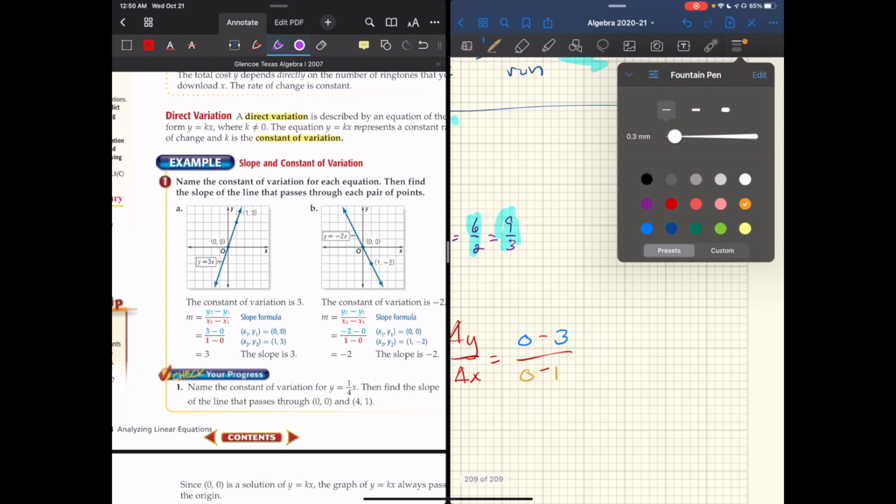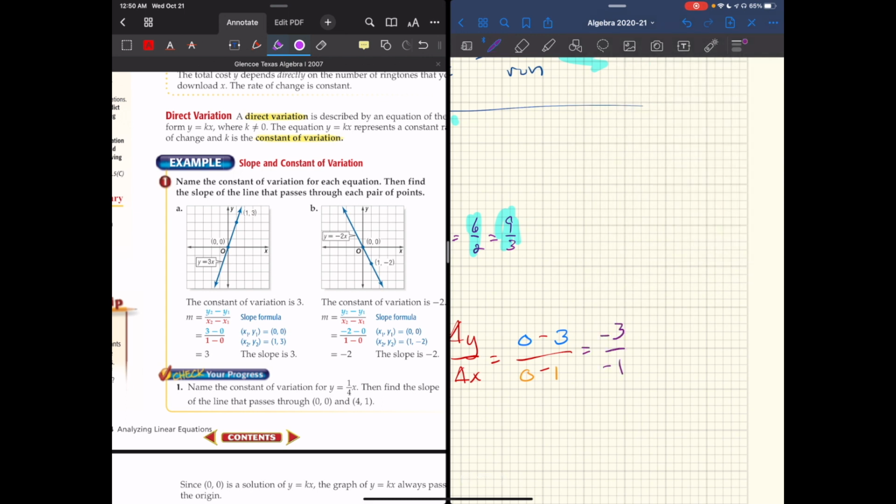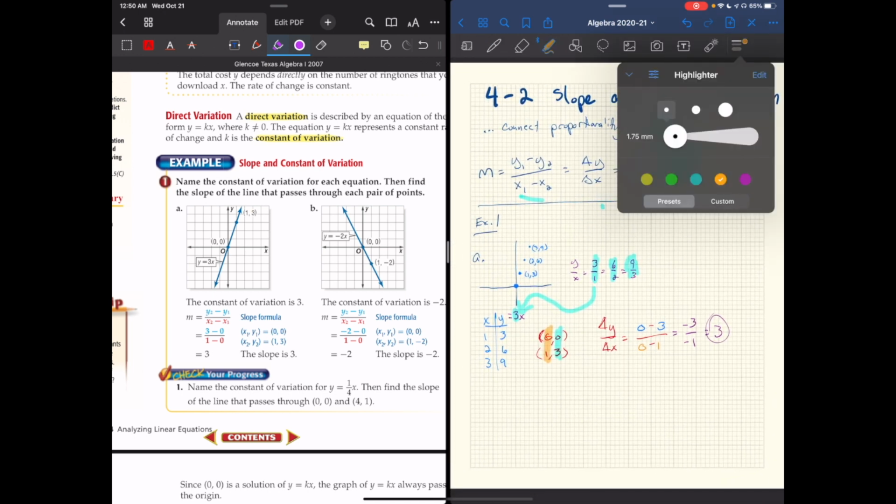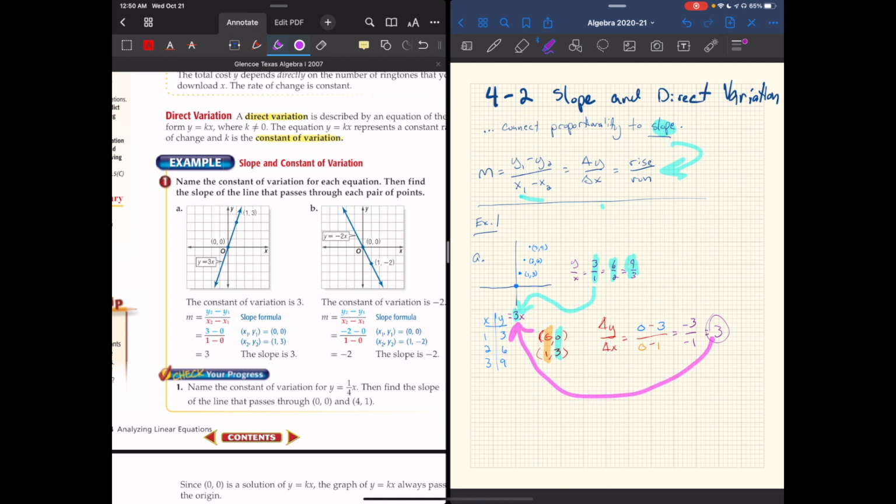0 minus 3 is negative 3. 0 minus 1 is negative 1. And of course, that works out to 3, which again, you'll notice matches the 3 in front of that x. So when we have these proportional linear functions, everything ends up pointing the exact same direction. The ratio of y-coordinates to x-coordinates equals the constant of variation. That's what we're calling that number. You can see that over here. Constant of variation equals the slope of the line. So all of this ends up working exactly the same way for a proportional linear function.